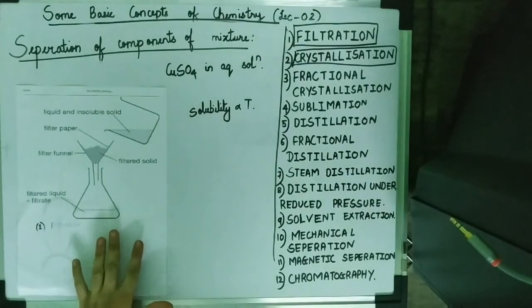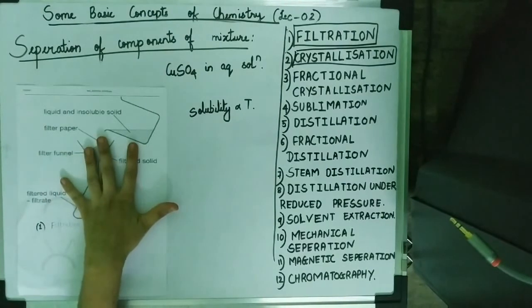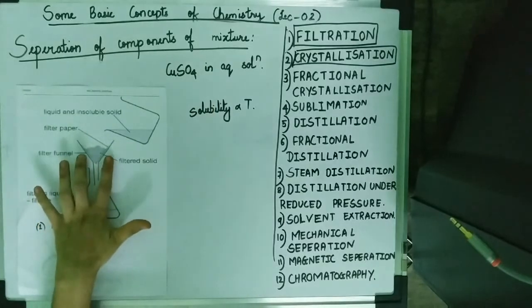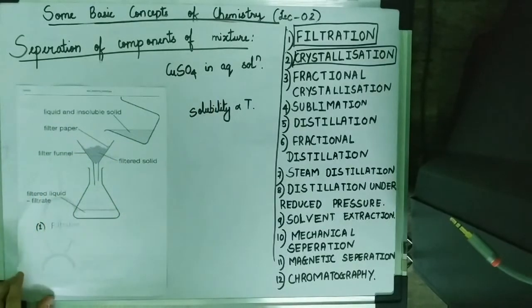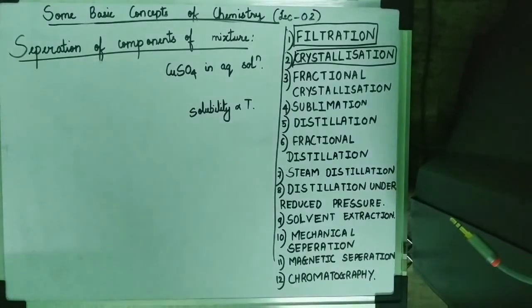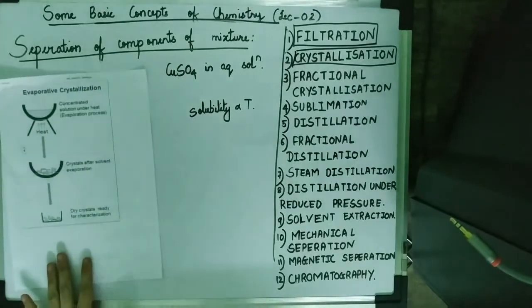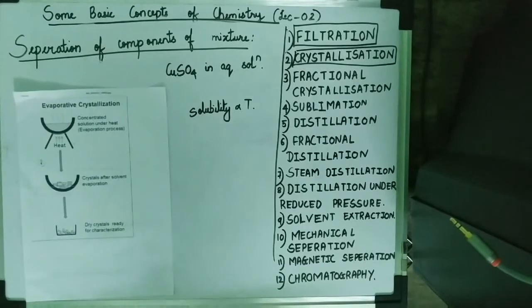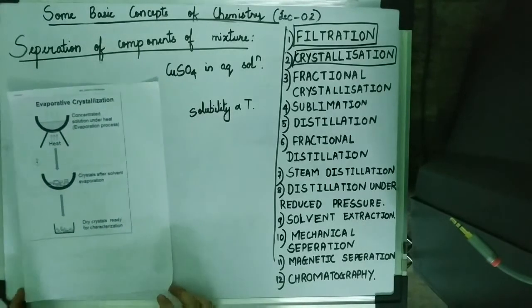of filtration, where now the insoluble solid is the crystalline substance that we are actually separating, and we'll get the crystals here, and we'll get the solvent back as filtrate. Okay, so we'll get the crystals, and then those crystals can be dried again, and can be used for characterization, right? So this is how crystallization works.